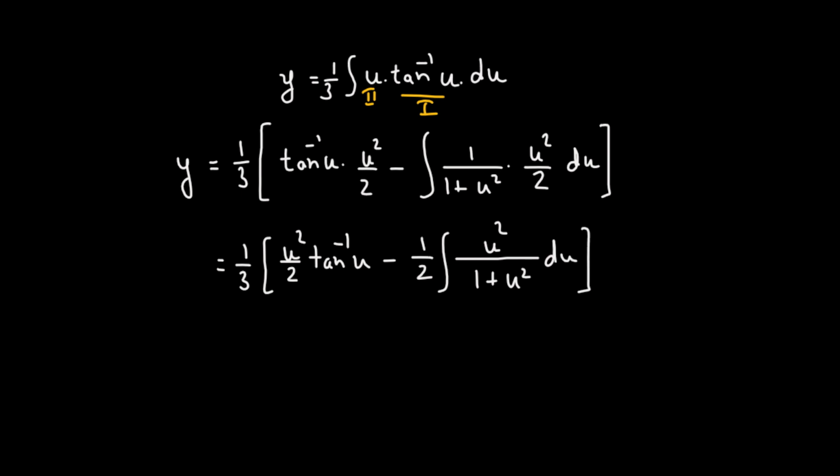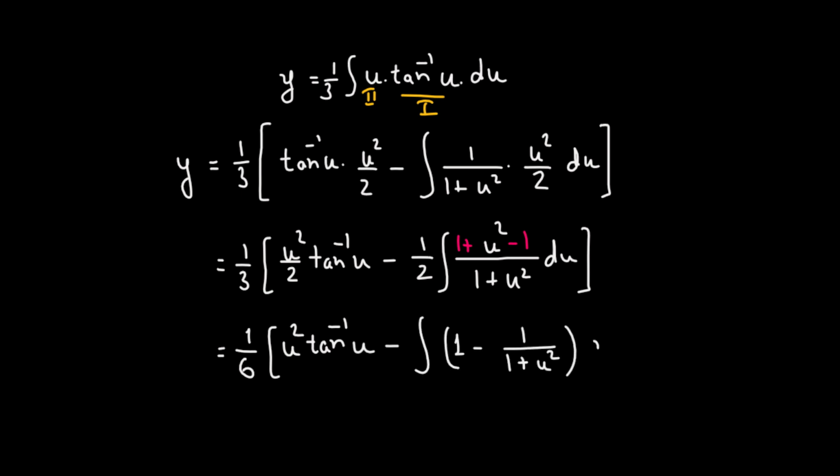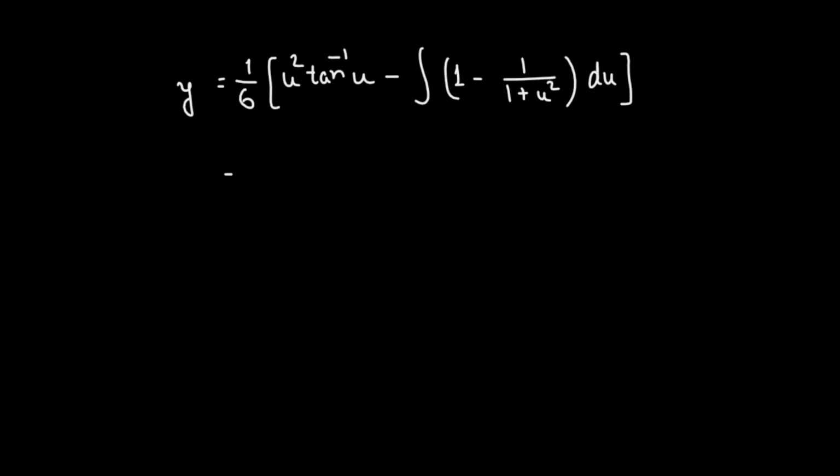Look at the integral, we have u squared in the numerator, so we are going to add and subtract 1. Now finally we are going to get 1 over 6. Here we have taken out the factor 1 over 2 from inside the parenthesis and multiplied it with 1/3. So that should give us 1 over 6 multiplied by u squared tan inverse u minus the integration of, so here the integral can be written as 1 minus 1 over 1 plus u squared du. Carrying out the integration, we have 1/6 times u squared tangent inverse of u minus the integration of du. Negative times negative will become positive.